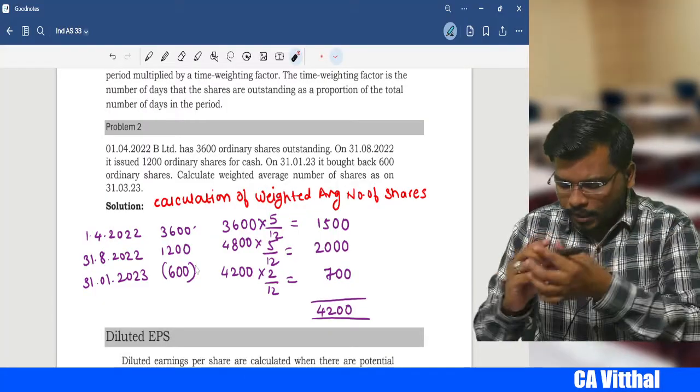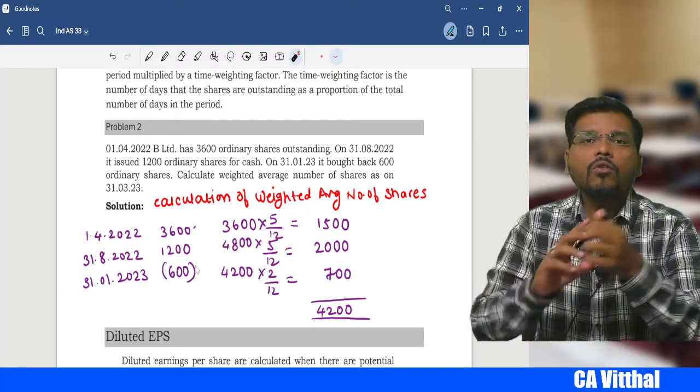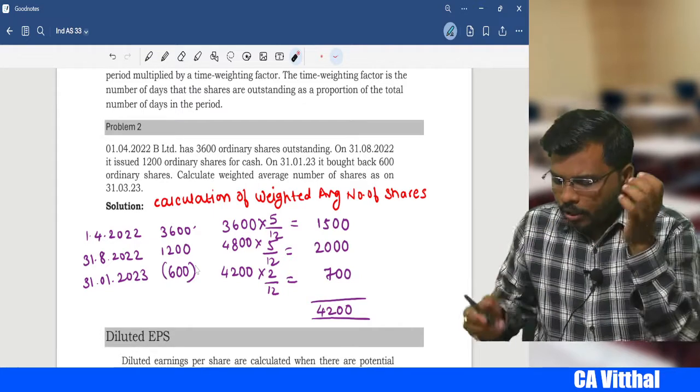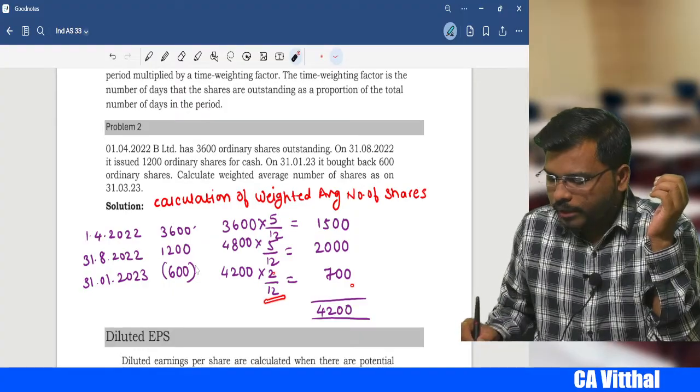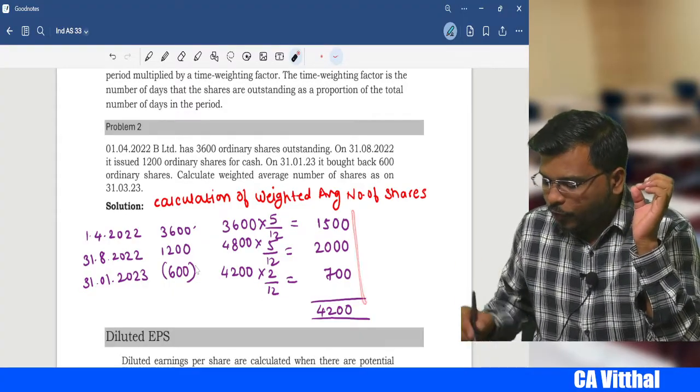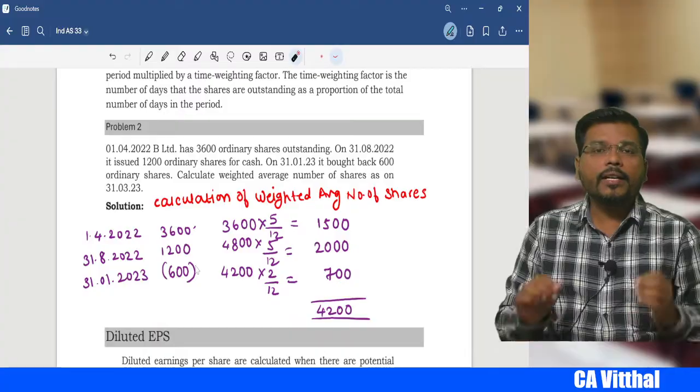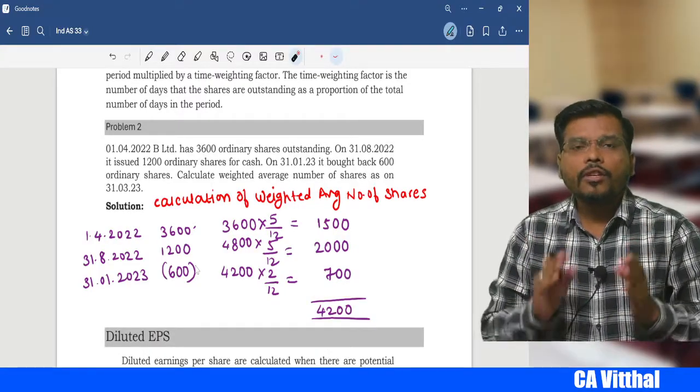2 months. January has gone, now February and March, so 2 months. So 4200 shares into 2 divided by 12, we get 700. So total if we add, we get 4200. That is called weighted average number of shares.